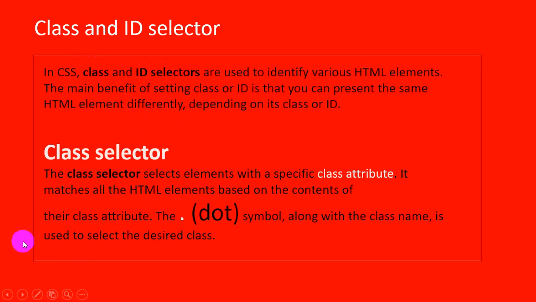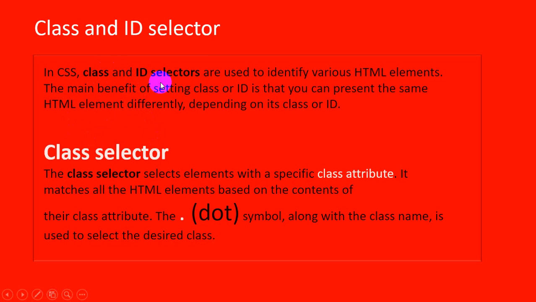Once I start practical coding, you will get a clear picture of what ID and class are. For the time being, just try to understand that ID and class both work as attributes in HTML. That attribute can be used in any of the HTML elements, and you can apply CSS by using class and ID.